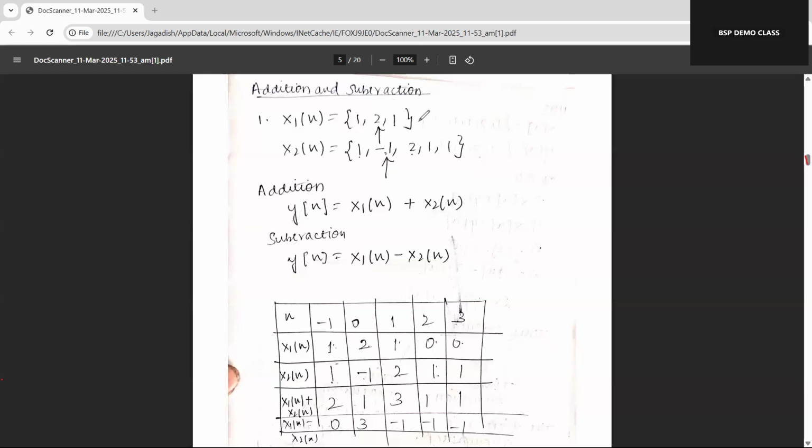X1 of n is 1, 2, 1, 1 and X2 of n is minus 1, 2, 1, 1. In the question, they will mention the arrow mark here, and wherever the arrow mark is mentioned, you have to assume that as 0. Before it will be minus 1, after it will be plus 1. Here minus 1 will be 0, here 2 will be 1, here 1 will be 2, here 1 will be 3. This you have to remember.